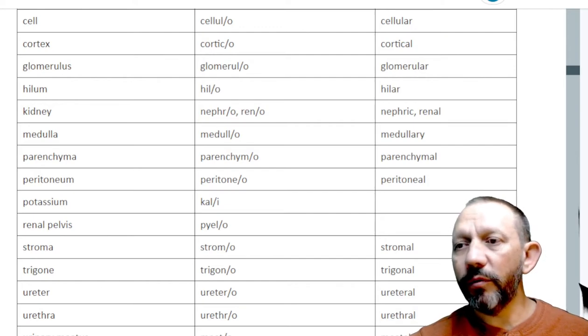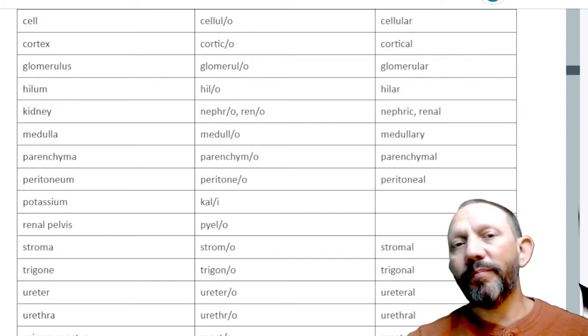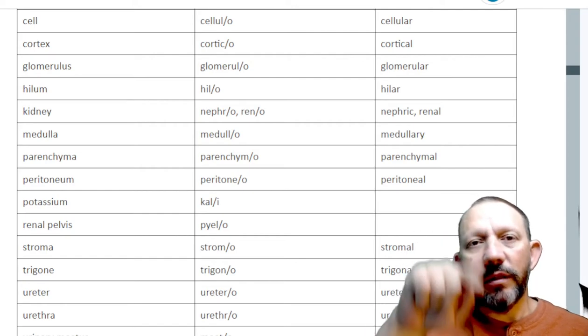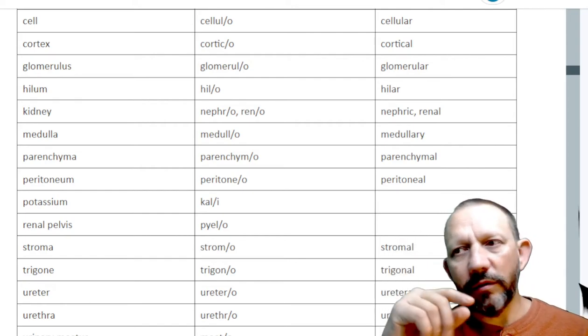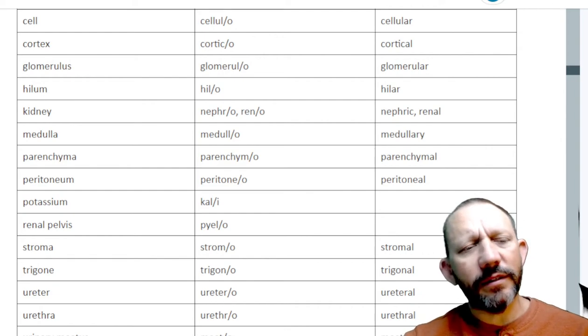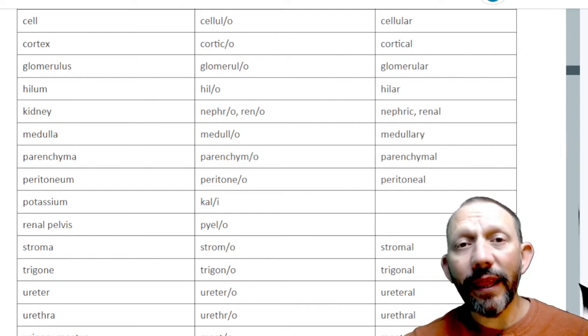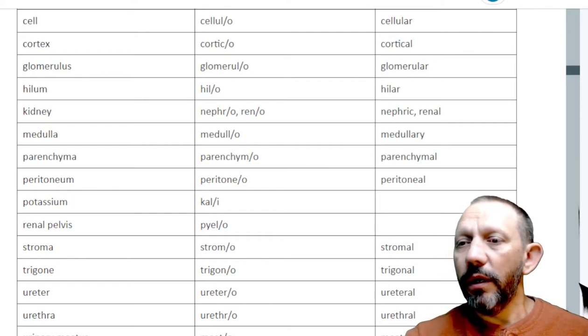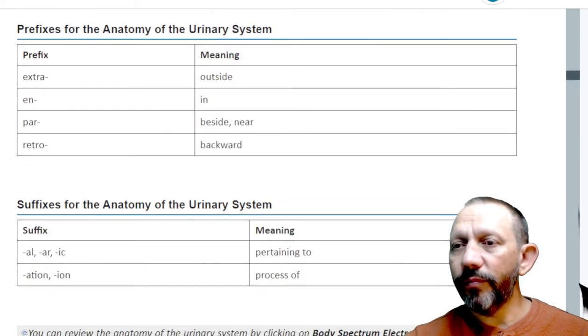We talked about peritoneum. We talked about potassium. Now, look at potassium on this list, for example. When you see potassium, the symbol for it is K. It's a positive ion. The old word for it is kalium, and the new word is potassium. We just kept kalium as the symbol. Renal pelvis, urine system, and so on.